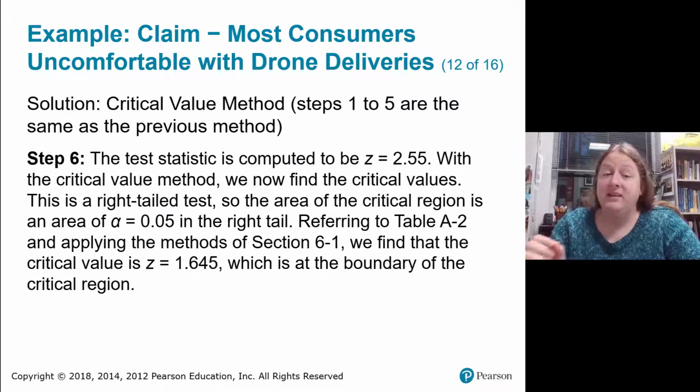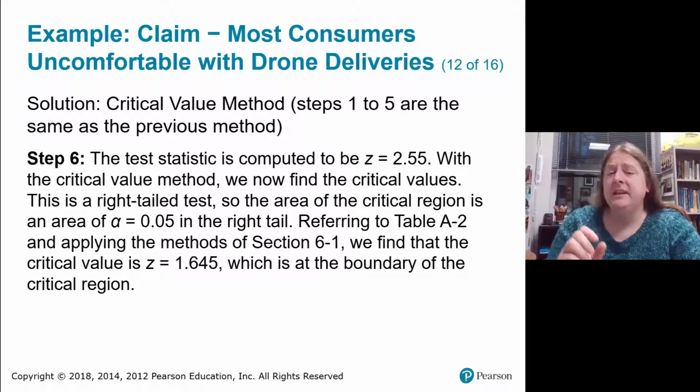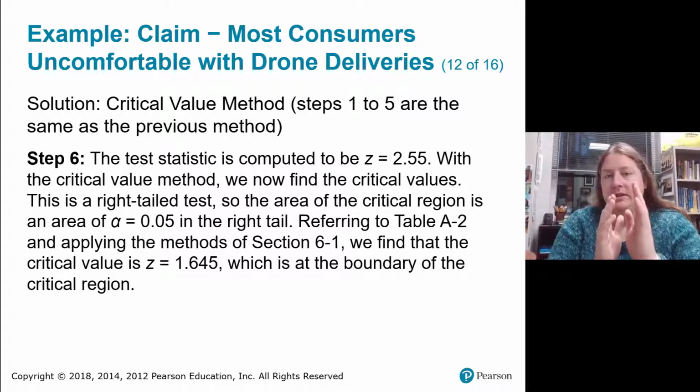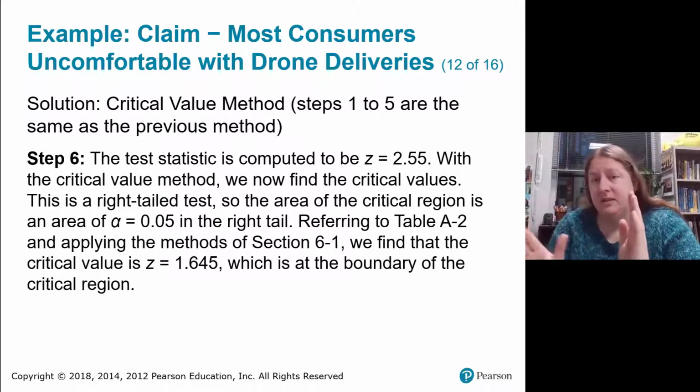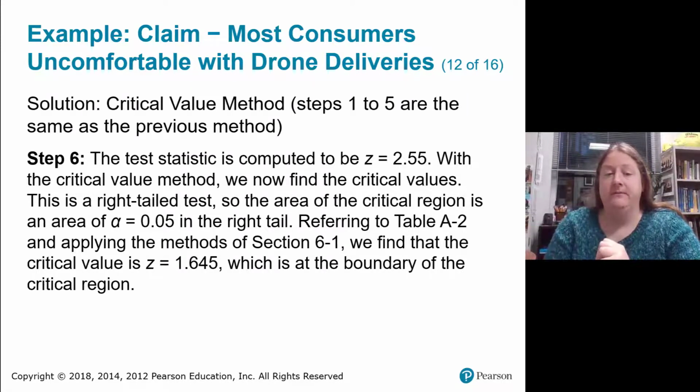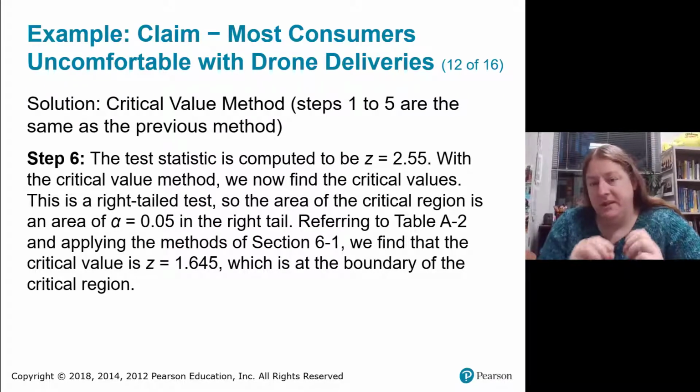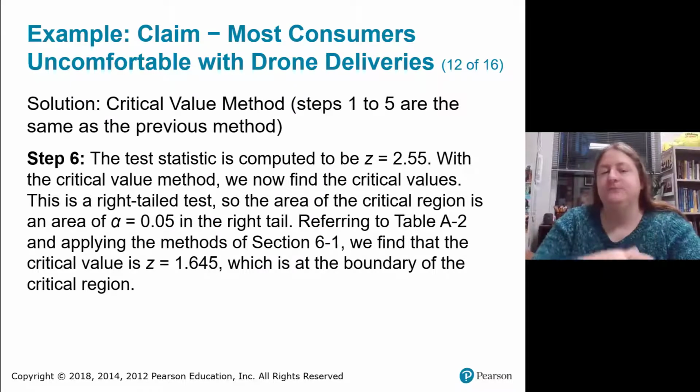So this is a right-tailed test. So the area of the critical region is the area of 0.05 in the right tail, all right? So we want the value that the area to the right of it is 0.05. So we use table A2, and we find the probability of 0.05 in the body of the table, and we find the z-value that corresponds to that. That z-value is one of those special ones in that little table under the big table. It says z equals 1.645.